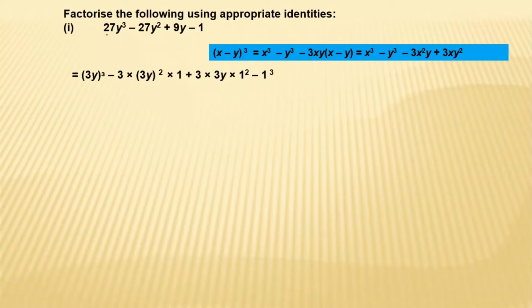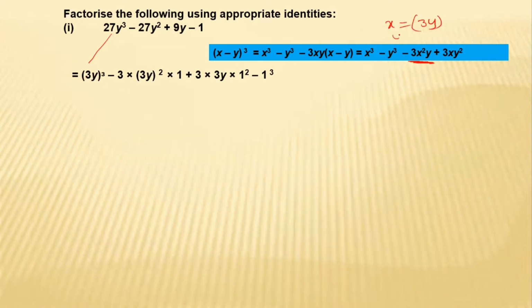Comparing this, 27 is the cube of 3, and the cube root of y cube is y. So instead of this we wrote (3y) the whole cube. Then minus 3x square y. Your x here, remember, is now 3y, and your y here is 1. That you need to understand: which are the perfect cubes? Your y is 1 here.